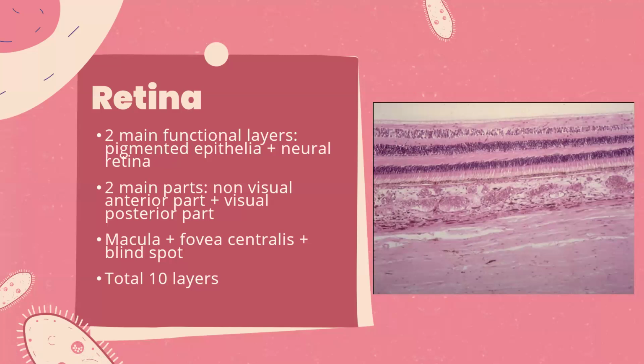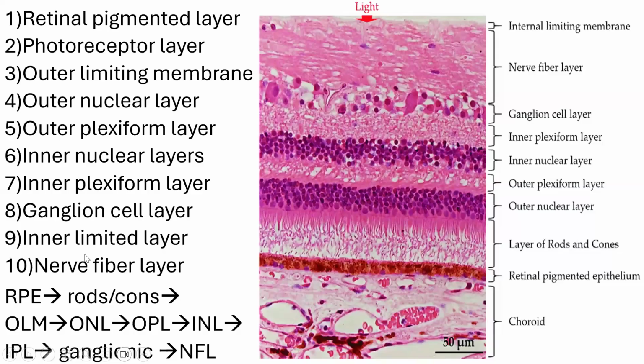We have two parts of the retina: the visual part, which is the posterior part, and the non-visual part, which is the anterior part. They are separated by what we call the ora serrata. Another non-visual part is the physiological blind spot, which is where the optic disc is, where the optic nerve exits, etc. Obviously, we're going to discuss the macula, the fovea centralis, and the 10 layers of the retina.